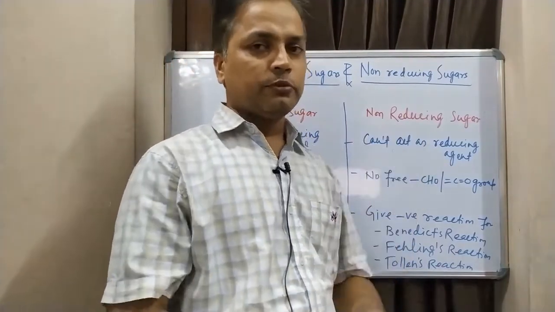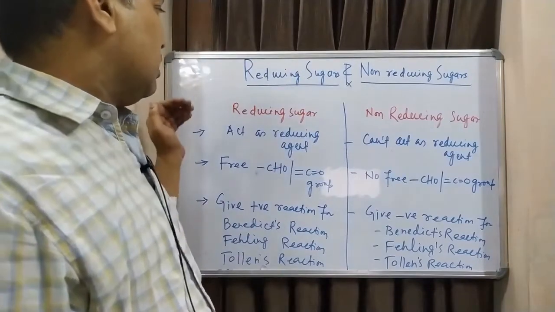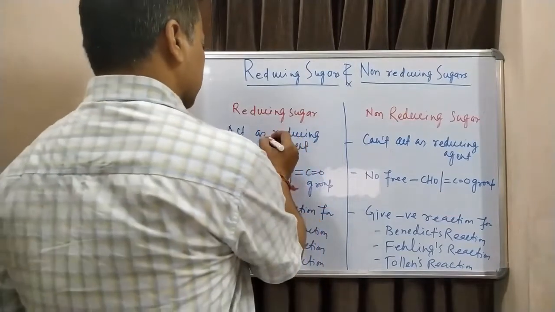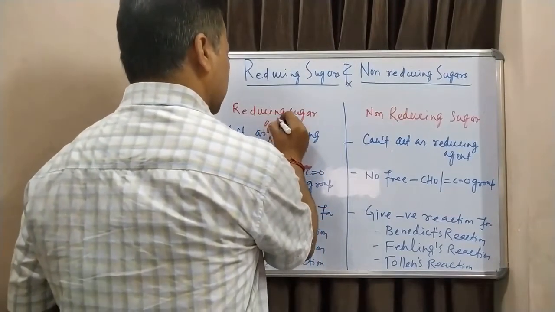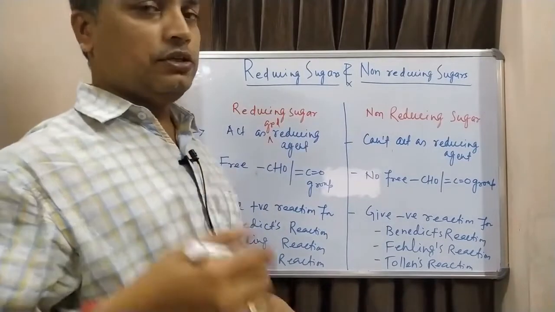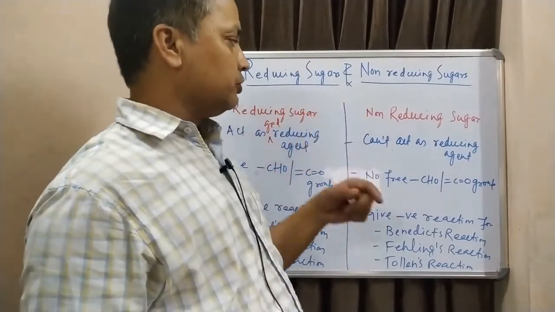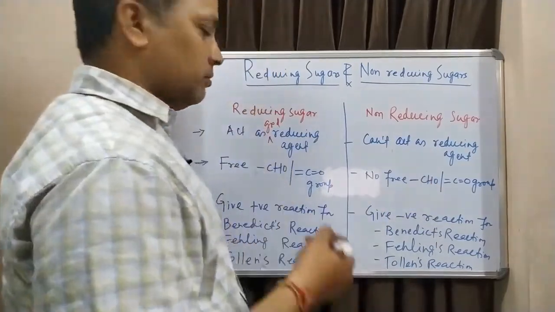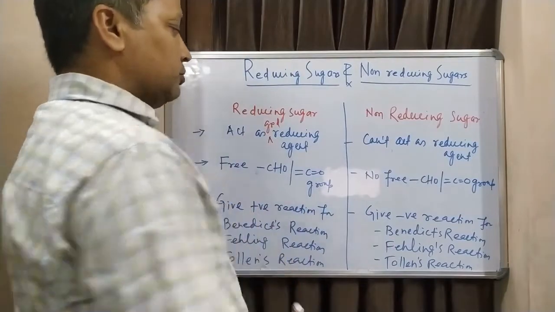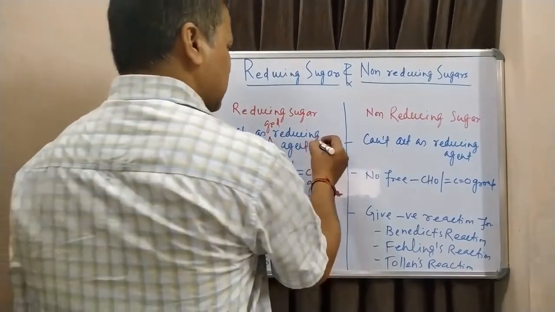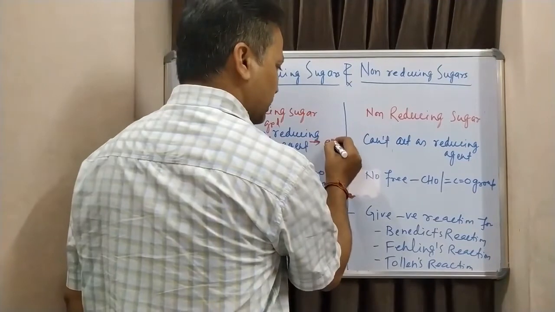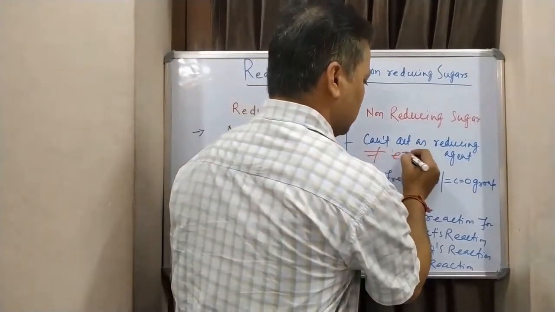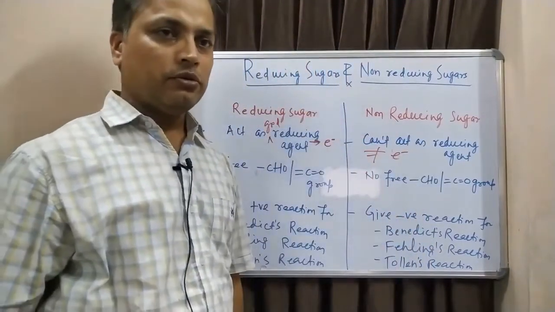So we are going to see the difference between the reducing sugar and non-reducing sugar. Reducing sugars act as a very good reducing agent, so they can reduce other molecules, whereas non-reducing sugar does not have any capacity to reduce other molecules. Why can they work as a reducing agent? Because they have the power to donate electrons to other molecules, whereas non-reducing sugars cannot donate electrons to other molecules.